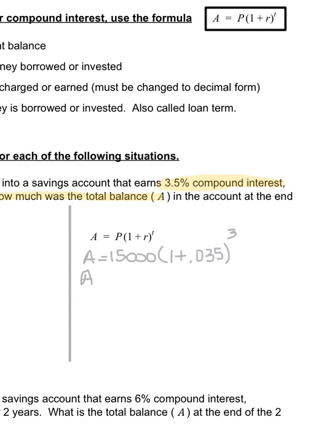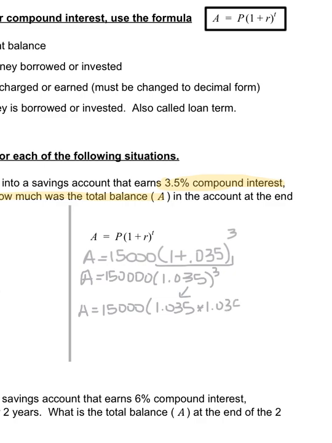So I'll bring down the A equals 15,000. I need to work out what's in my parentheses first, and when I do, I get 1.035 to the exponent of 3. Now here's the part I need to watch out for. The exponent comes next, and what that means is that number 1.035 multiplied by itself 3 times. So it would look like 1.035 times 1.035 and 1 more.